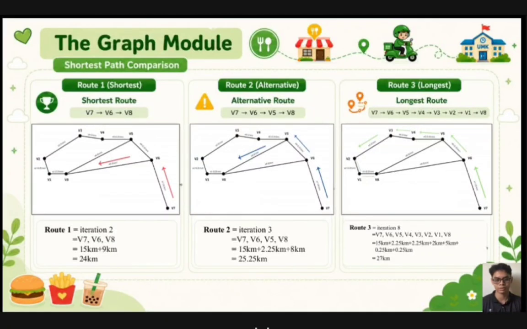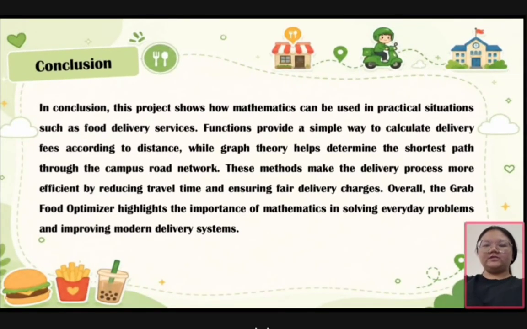The second route is V7 to V6 to V5 to V8, which gives 25.25 km. And the longest route is going through all vertices, which is 27 km. So, based on these results, the shortest route from the restaurants to the customers is route 1, which is 24 km. In conclusion, this project shows how mathematics can be applied in real-life food delivery services.